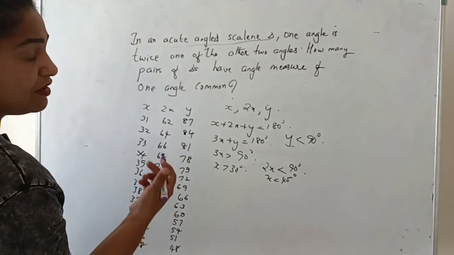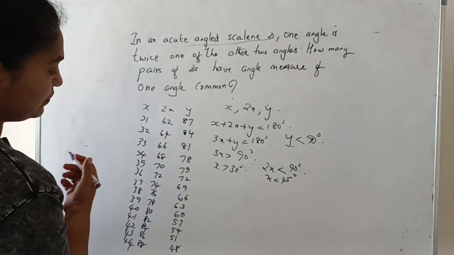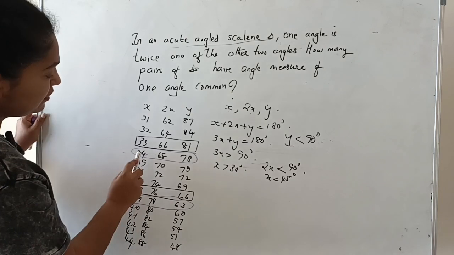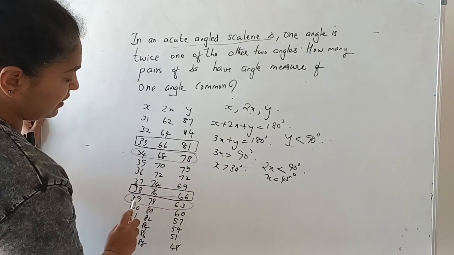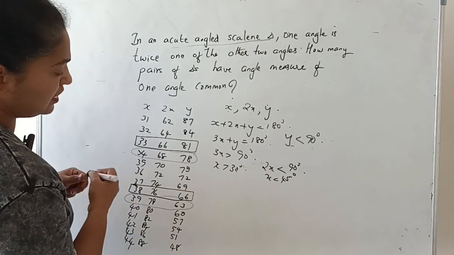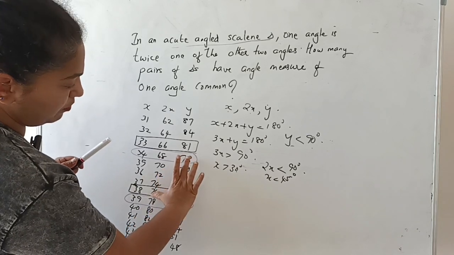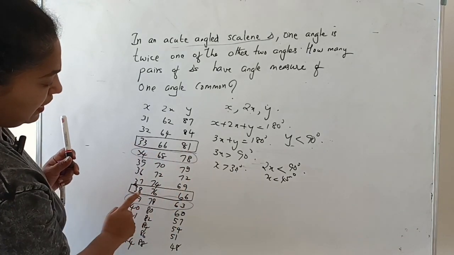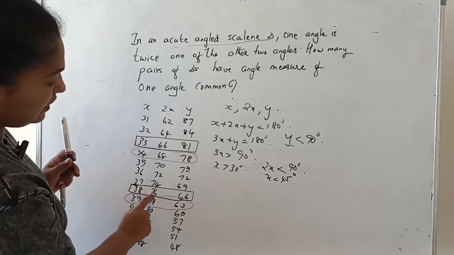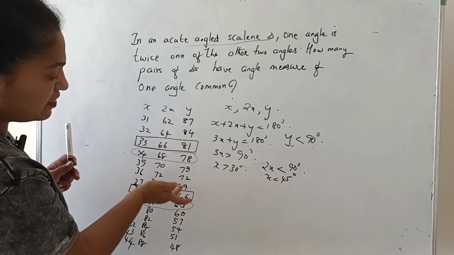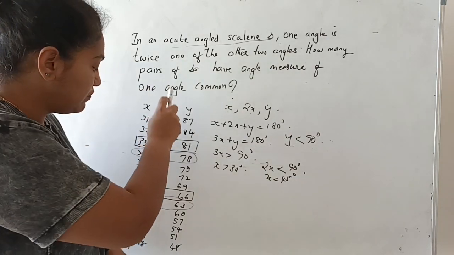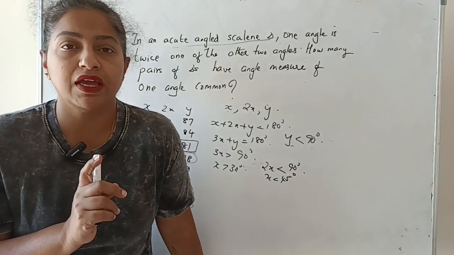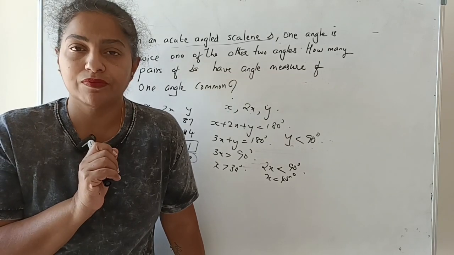So let us see where we are having a common angle. You can see that here 34, 68 and 78. Here I have got 39, 78 and 63. I have got the angle 78 common in one pair, and here I have 33, 66 and 81 and 38, 76 and 66. I have 66 common. So out of these 14 triangles, I have got exactly 2 pairs of triangles where I have got one angle common.